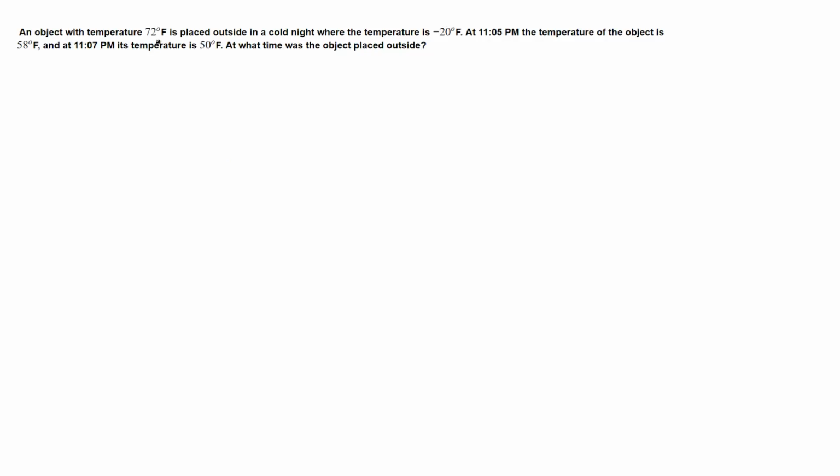An object with temperature 72 degrees Fahrenheit is placed outside on a cold night where the temperature is negative 20 degrees Fahrenheit. Let's make a timeline for this. The initial temperature of the object was 72 degrees, so T when time is 0, which is the same as T sub 0, that's 72 degrees Fahrenheit, is placed outside, where the outside temperature of the medium, Tm, is negative 20 degrees Fahrenheit.